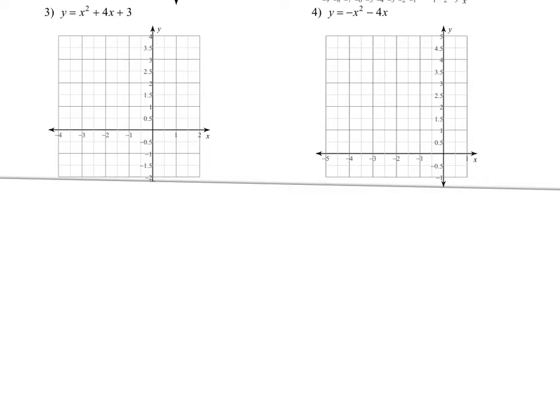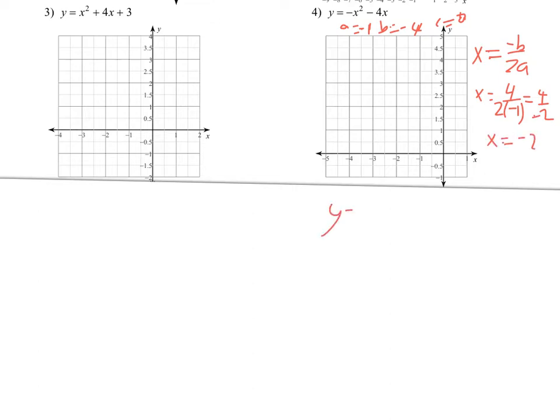All right, next up, number 4 here. So I want to find the vertex again, so I'm going to do x equals negative b over 2a again. And so I have here a is negative 1, and b is negative 4, and c is actually 0 in this case. c is always the number out back without a variable, so if I don't have one, it's 0. So since b is negative 4, I'm going to put positive 4 over 2 times a, which is negative 1. So that's 4 over negative 2, and so that's negative 2.